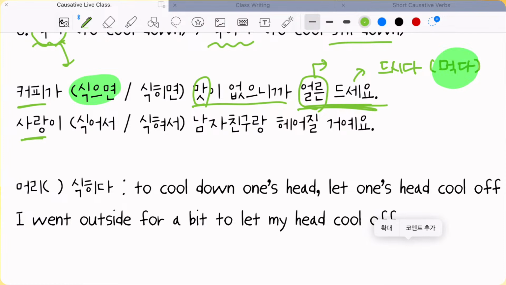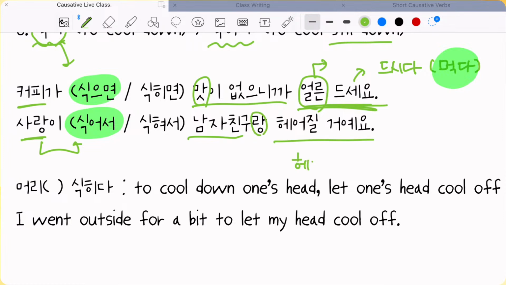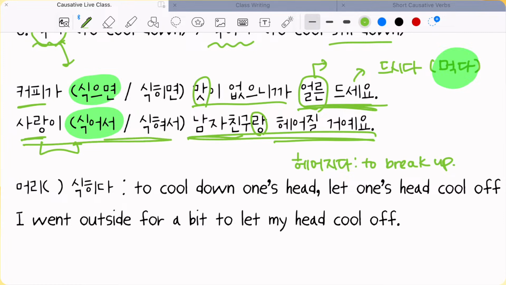다음에 the second one as well. 사랑이 식다. You should be using the 식다 verb. So 사랑이 식어서, the love faded, 남자친구랑 헤어질 거예요. So with my boyfriend. 여기서 헤어지다 can be used casually amongst friends to mean to say goodbye, to part, to say farewell, but it can also be used to mean to break up with your romantic partner, your boyfriend or girlfriend. So I'm going to break up with my boyfriend because love faded. There's no spark anymore. 이런 뜻이 있습니다.